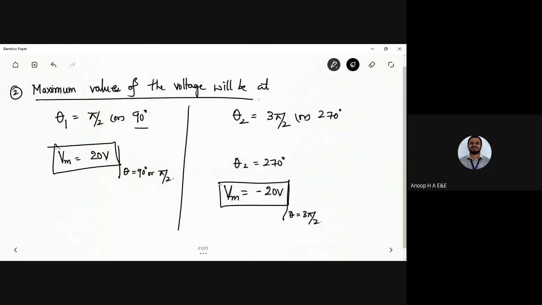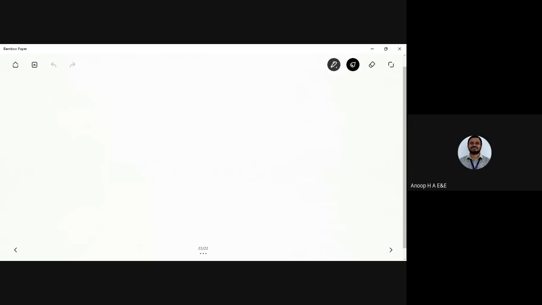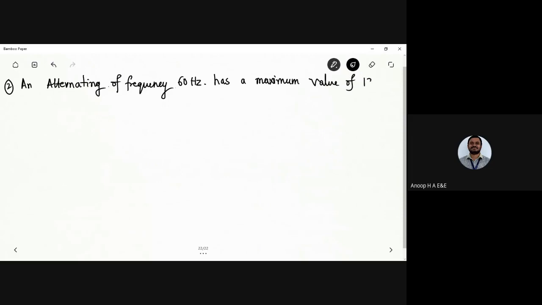Okay, moving on to the next problem. Yes, so I have an alternating quantity. This is the second part of the second problem. This is represented as an alternating quantity of frequency 60 hertz, which has a maximum value of 12 amperes.